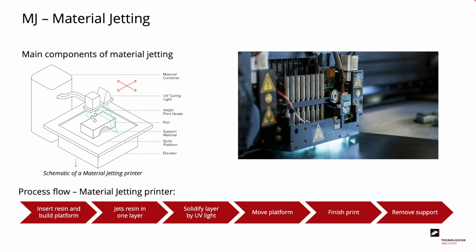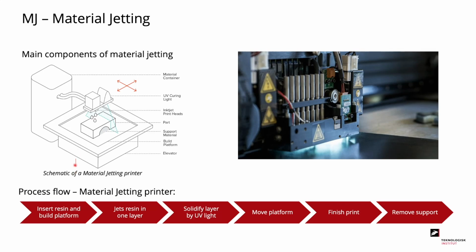A material jetting printer consists of 5 main components, as we can see in the schematic below. First, we have the material container, then we have the UV light for curing, we have the inkjet print heads, then we have the build platform that you print on, and finally we have the elevator that lowers the platform.